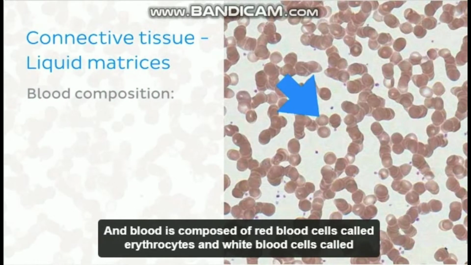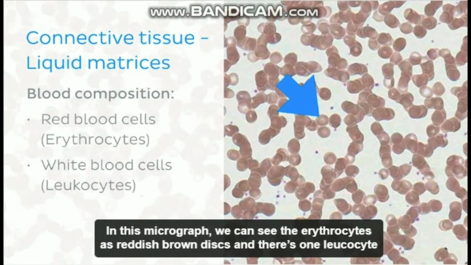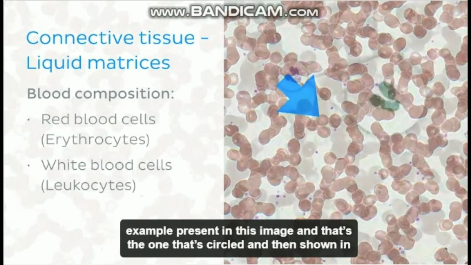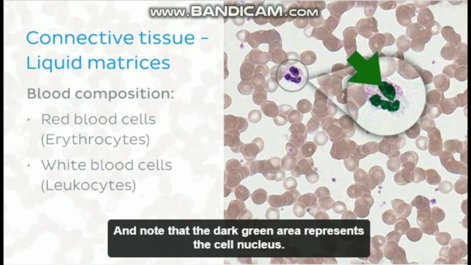And blood is composed of red blood cells, called erythrocytes, and white blood cells, called leukocytes. And these cells are contained by a liquid matrix called the plasma. In this micrograph, you can see the erythrocytes as reddish-brown discs, and there's one leukocyte example present in this image, and that's the one that's circled and then shown in our breakout. And note that the dark green area represents the cell nucleus.